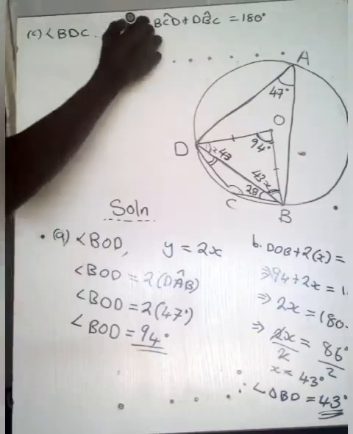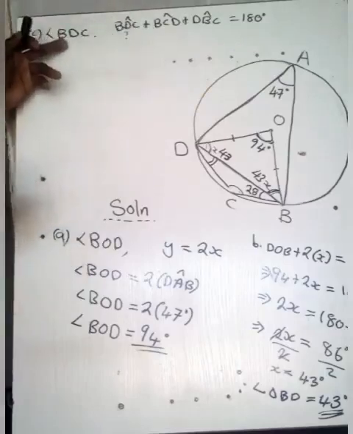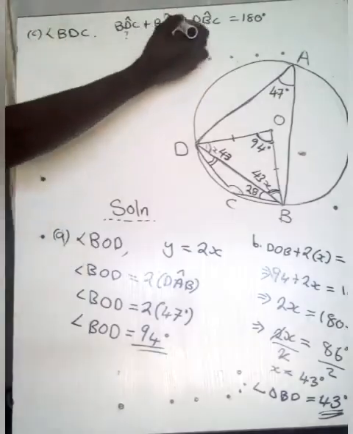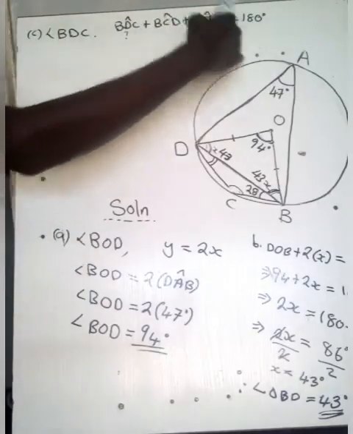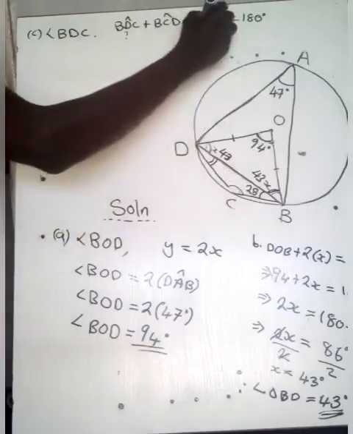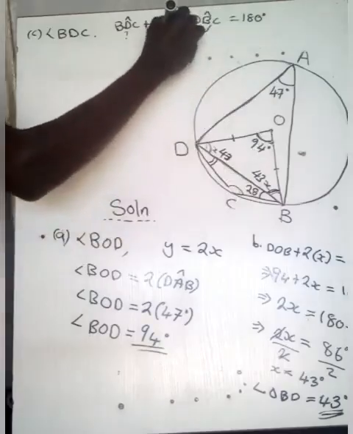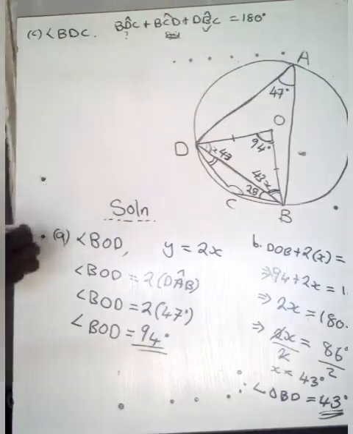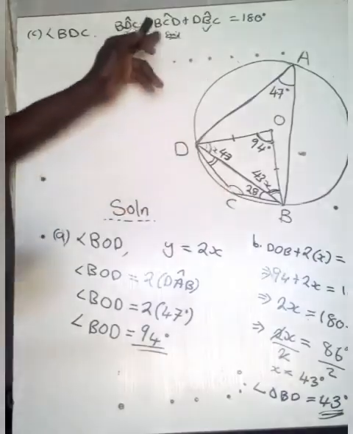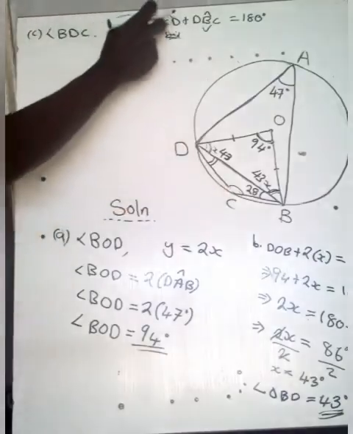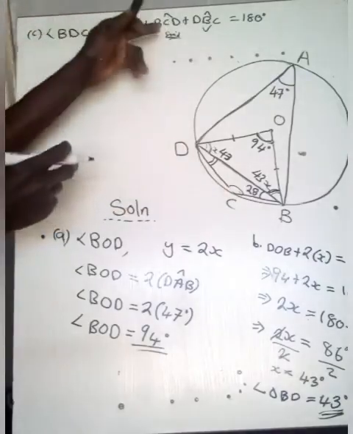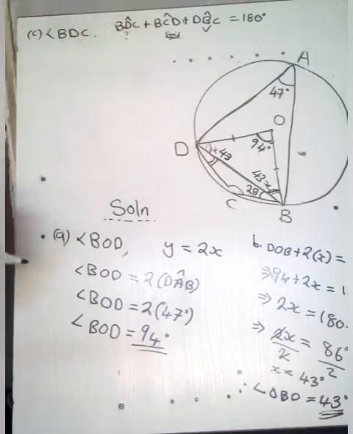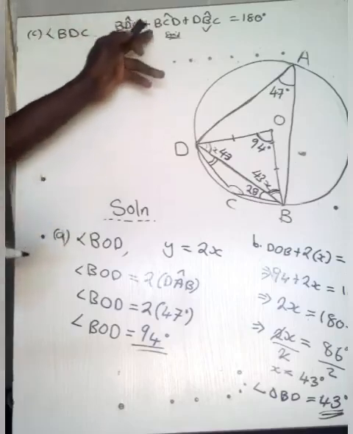I don't know this one because it's the one I want to find in the question. But which angle do I know? I know DBC. But do I know this one? I can calculate this one, so I can find this one first, because finding this one is very easy. So once I find this angle, then I'm going to put it in and be able to calculate this angle. So how do I find BCD?